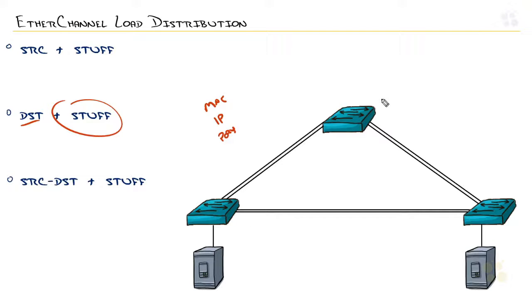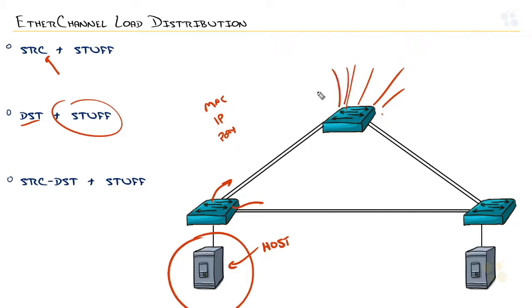Maybe you've got one source. Maybe this is the server that's hosting all of your stuff. This is what everybody accesses. Well, if we just use the source MAC address, it's going to use the same link all the time, no matter who it's communicating with. What if we use the destination MAC address, where all these clients are different destinations? So when he goes out, he's like, okay, I'm going to that one this time, that one this time.